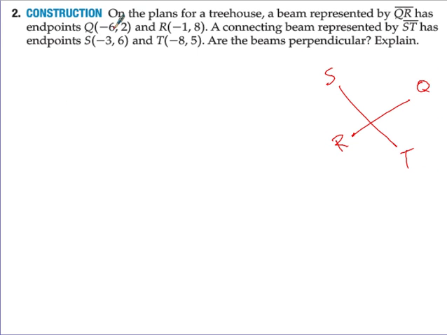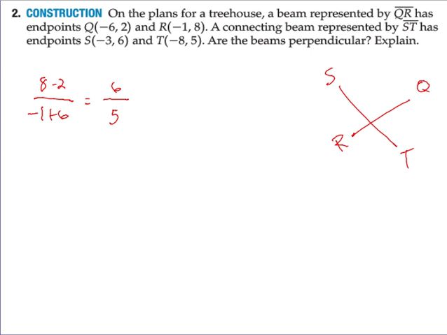And so all we have to do is find the slope of these two lines and see if they are opposite reciprocals. If they are, then they're perpendicular. And so 8 minus 2 over negative 1 plus 6. That would find the slope of QR. So 8 minus 2 is 6. Negative 1 plus 6 is 5.